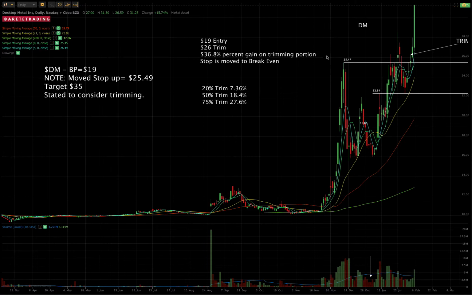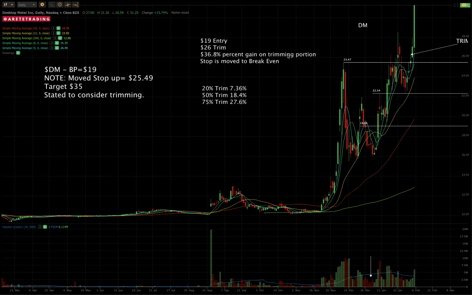So here is DM, which we got in, rode around a while, and we had these wild swings with it. We decided to trim right around here at like $26. This gave us a 36.8% gain on the trimming portion. Now, the stop was moved to break even just for this example. In real life, we have it at $25.49. So let's say that we get stopped out at $19.